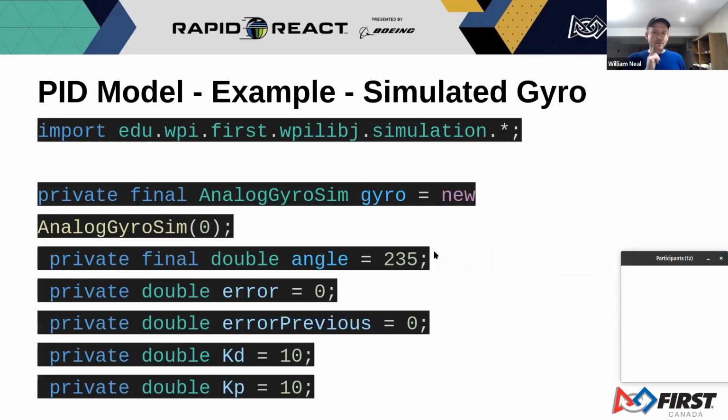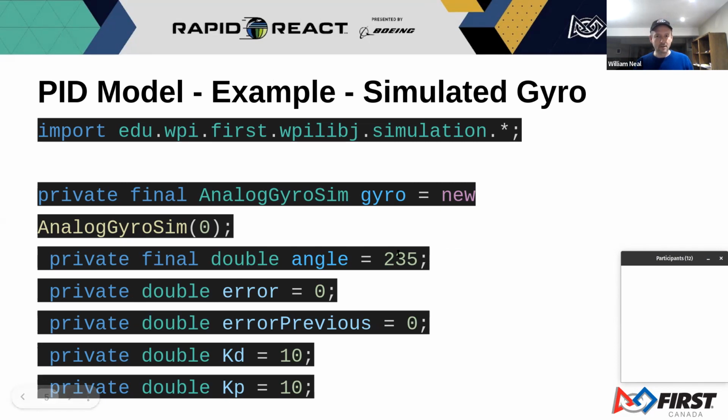All right, so some model code here. We can illustrate this idea using a simulated gyro on an FRC robot. So I'm going to show what we're aiming to do, and then explain and develop what all of this is about.